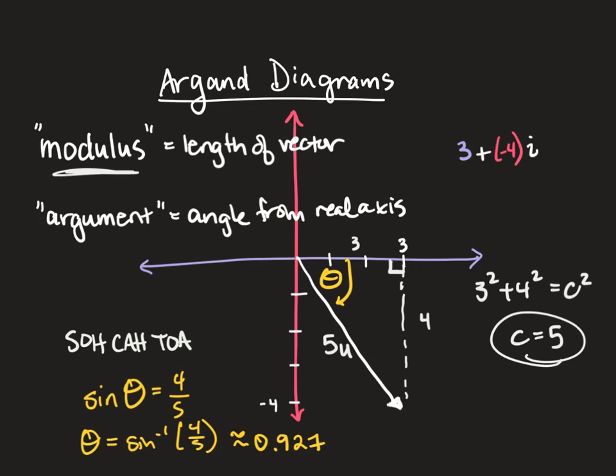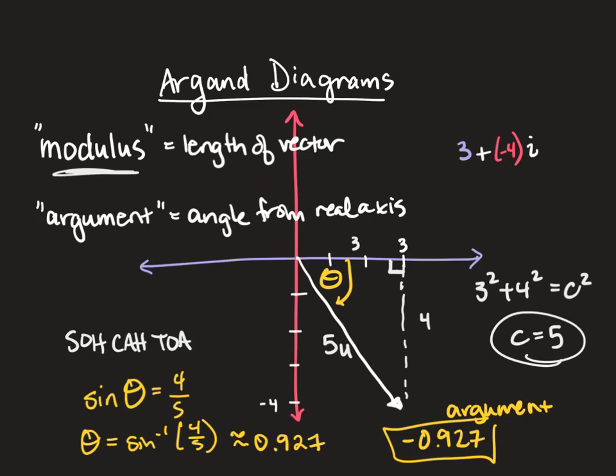And because, again, remember that we're below the axis, normally you would go the counterclockwise direction if you were doing this. So since we're below the axis, this is actually going to be a negative 0.927. This is our argument. I made a separate video quickly on radians as a reminder, in case you need that. So modulus is 5, argument is negative 0.927. And hopefully that makes sense.